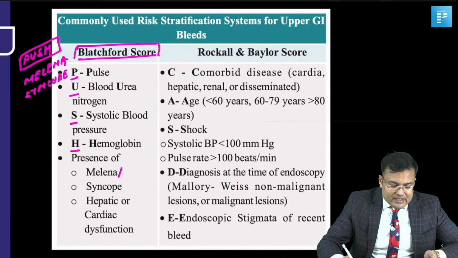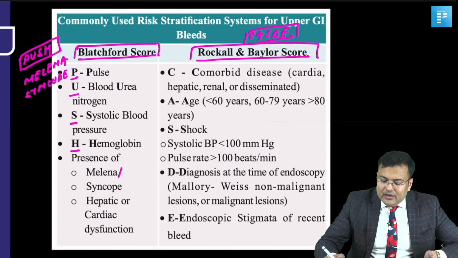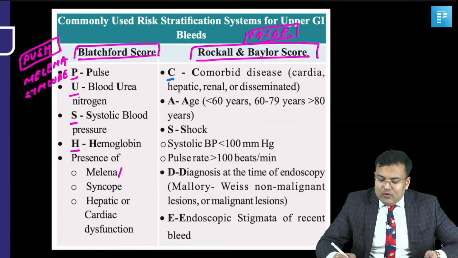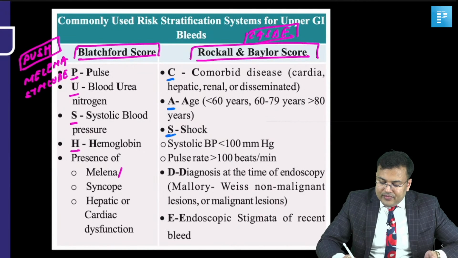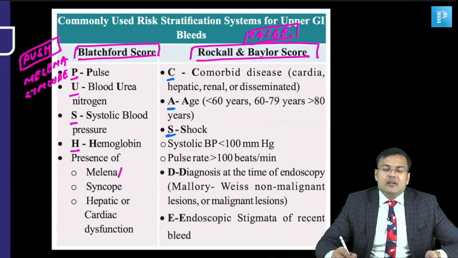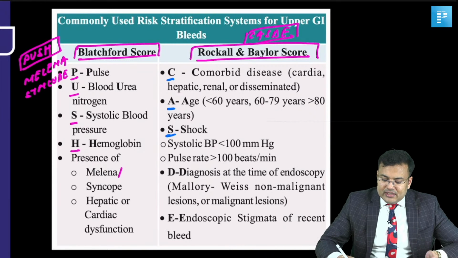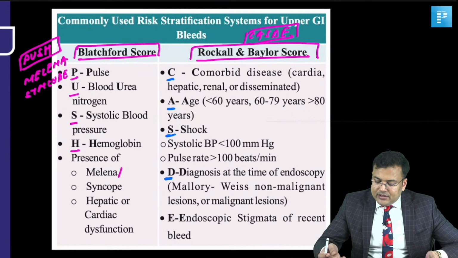After that, guys, there is the Rockall and Baylor score. How to remember it? The mnemonic is CASDE. C means comorbidity: what kind of comorbid disease the patient has, such as cardiac, renal, or disseminated malignancy. A, age: less than 60, 60 to 79, more than 80. S, shock: systolic blood pressure less than 100, pulse rate more than 100, so the patient is unstable. D, diagnosis at the time of endoscopy, whether benign disorder or malignancy.